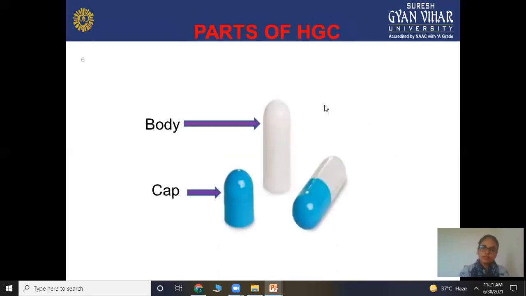Next is the parts of the hard gelatin capsule. The body is longer when we compare it with the cap part. This is the cap part, and you fit this cap onto the body part, and the cap is small in size compared with the body. So this is the complete structure, or complete diagram, of the hard gelatin capsule. This is the small cap and this is the larger body part. You fit the cap onto the body, and it forms the hard gelatin capsule. You fill this capsule with a dry formulation or dry product.